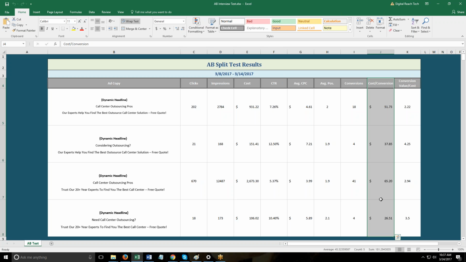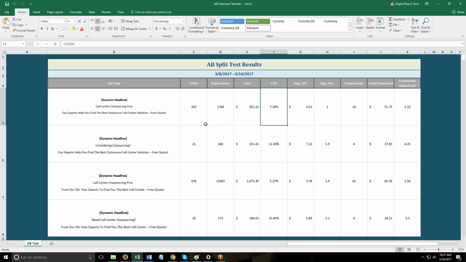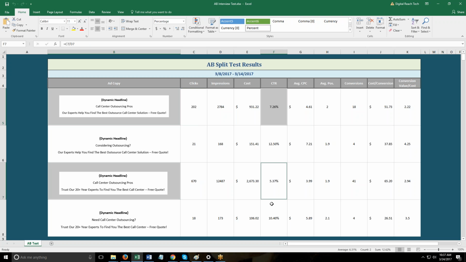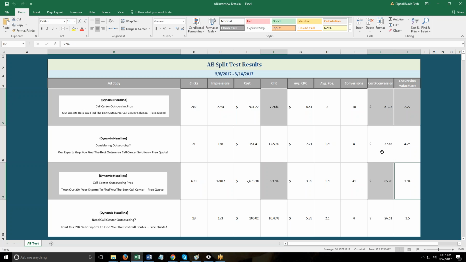So you can see how a lot of these are confusing, because if we look at ads A and C here, ad A has a click-through rate of 7.26%, and the other one's 5.37%, so this would definitely favor ad A. And then you look at cost per conversion, it's still favoring ad A, but then if you look at conversion value divided by cost, which we'll go over in a second, it's actually favoring ad B. And you can even look at the cost per click. The cost per click's even favoring ad B as well.